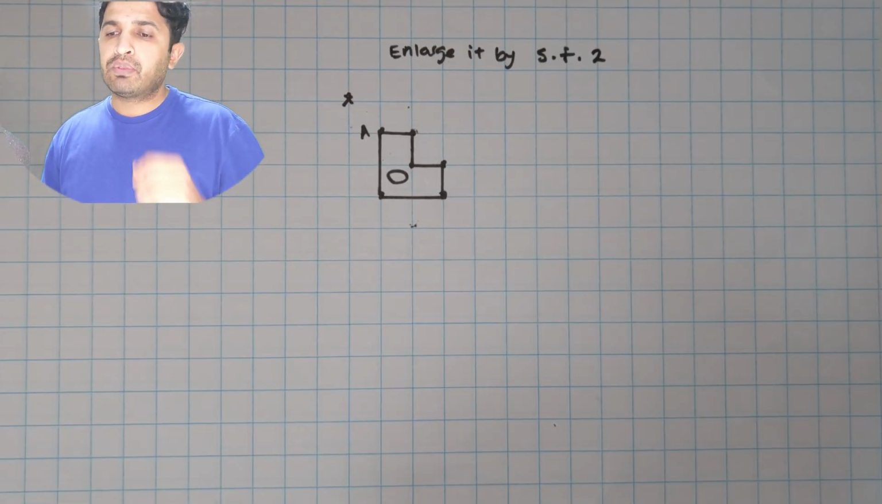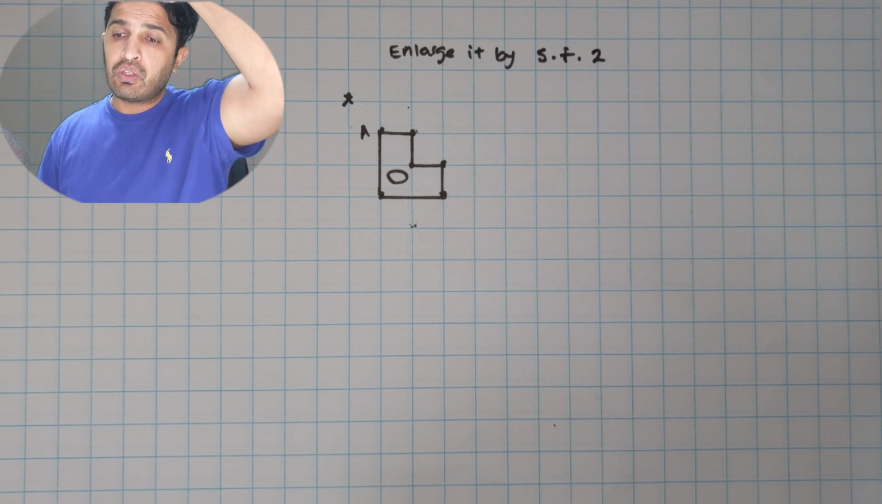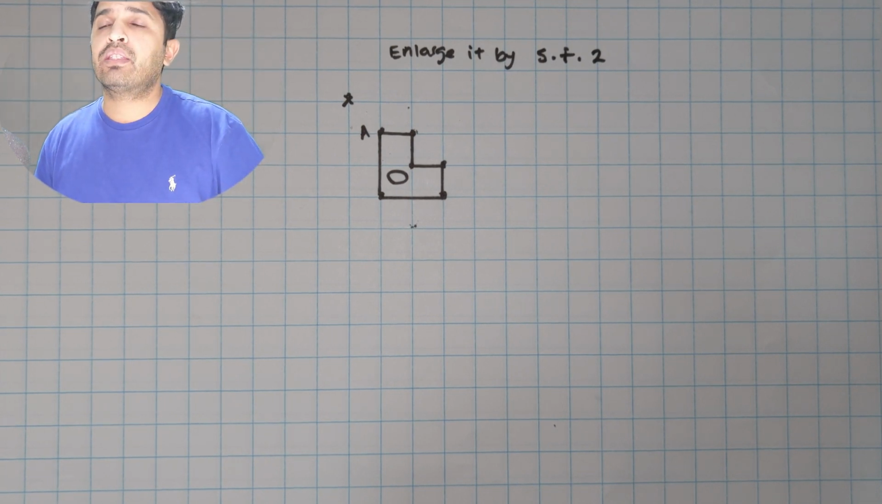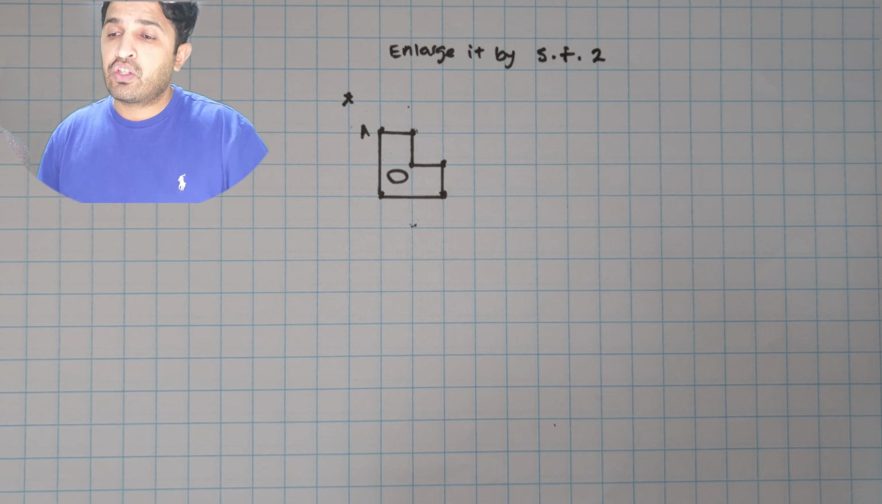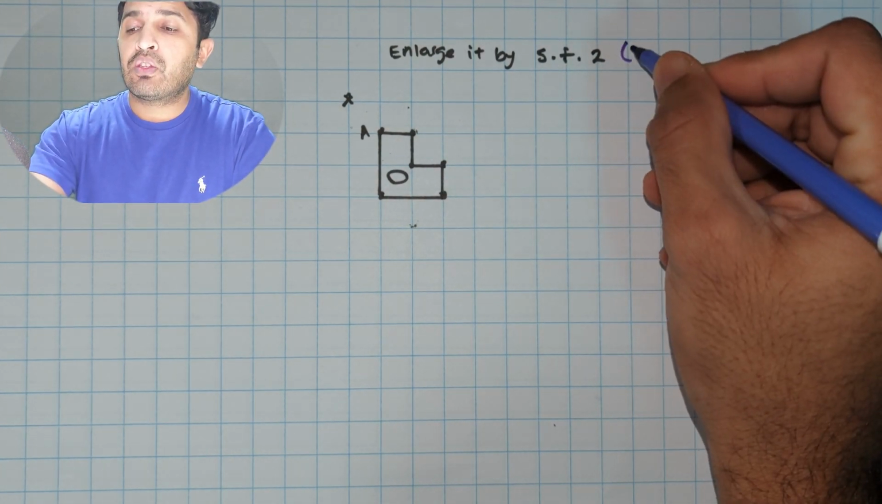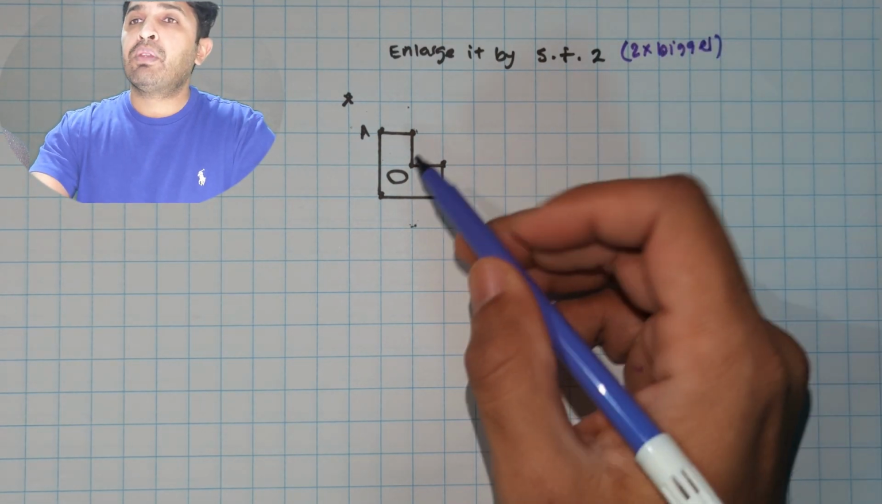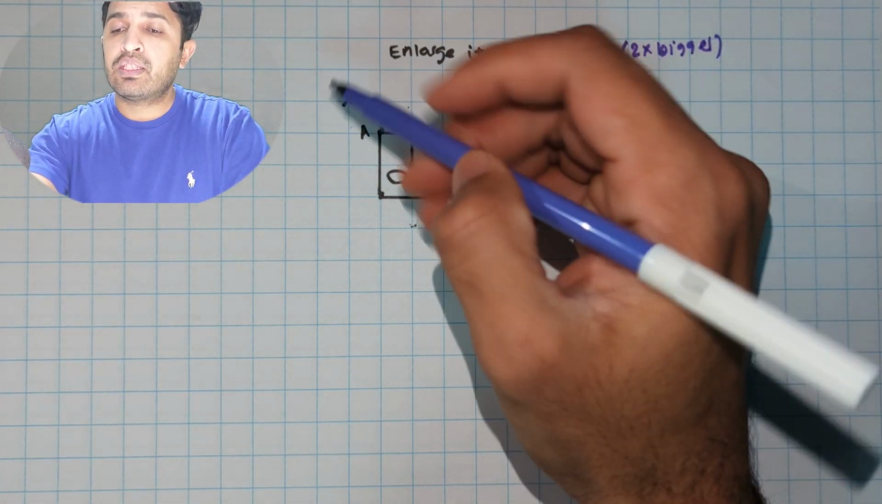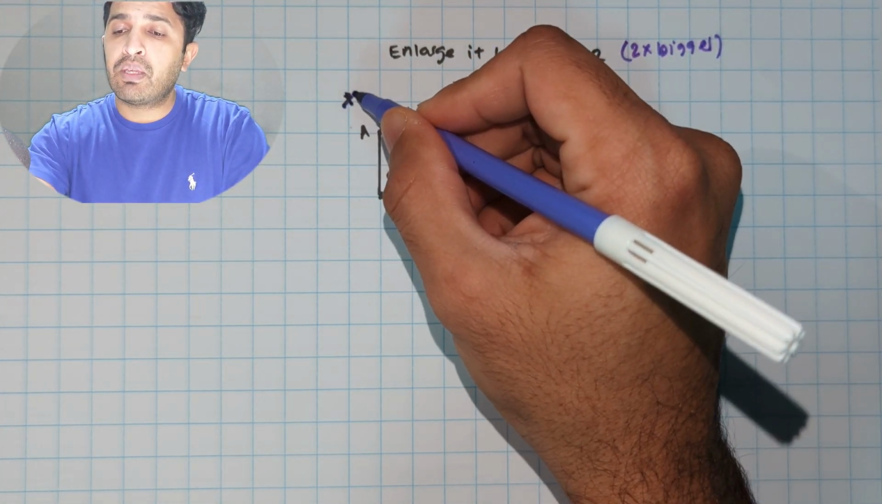So here's another example. And this time we're going to be looking at center as well as the scale factor when we're enlarging a shape. We've been given the scale factor, which is 2. That means we're making it 2 times bigger. But we've been also given the center. So this is where we're making the shape bigger from.